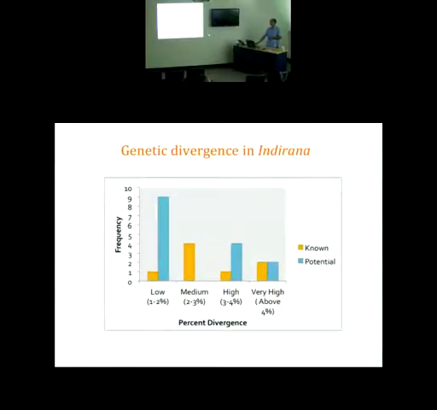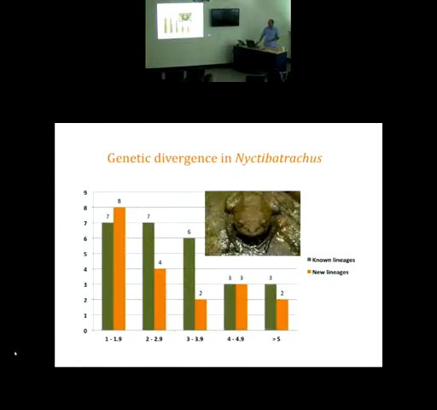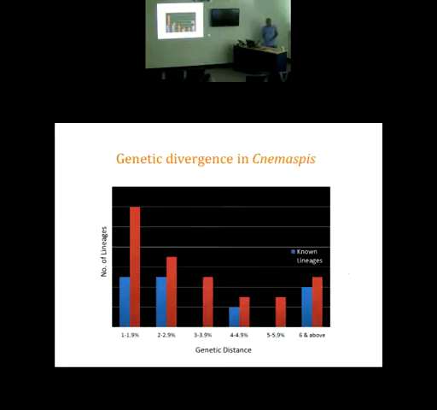Indirana, another old group, large numbers of lineages, especially in the low divergence category. Nyctibatrachus, also a 100 million year plus old genus. Wide range of categories of molecular divergence, and again, a spread of new lineages across all of them. Cnemaspis, which is a gecko, actually a threefold increase in the number of lineages, about 16 described lineages at this point. There are probably about 50 plus lineages in the Western Ghats alone. Again, ranging from about 1 to 2% to 6% and above, which is really large.